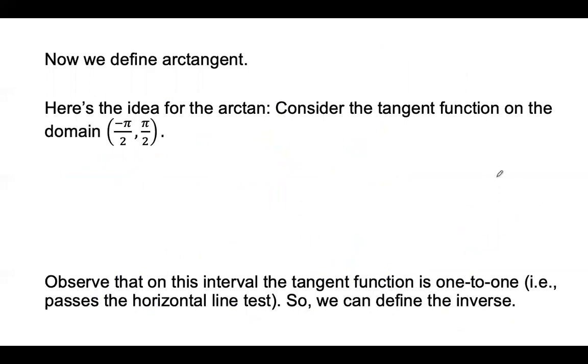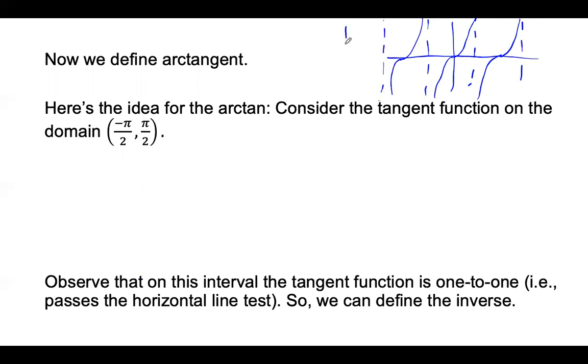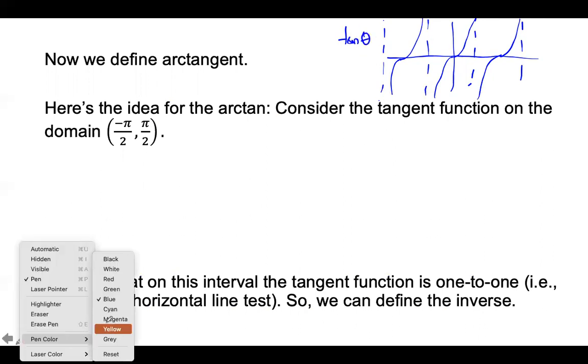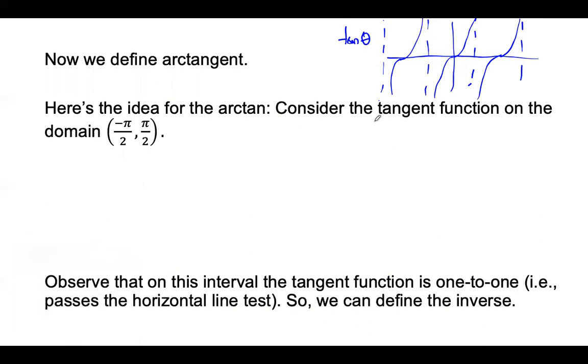So now we can define arctangent. If we remember what tangent looks like, we could draw a little sketch to the side. So it's something like this. Let me just refresh you by drawing a little quick picture. So this is the tan of theta. But again, we have this problem because it's not 1-to-1, right?